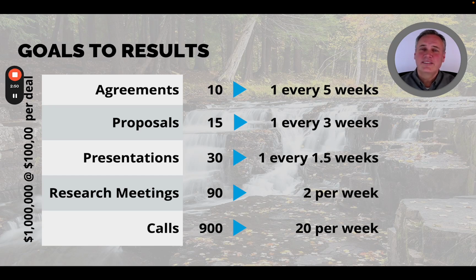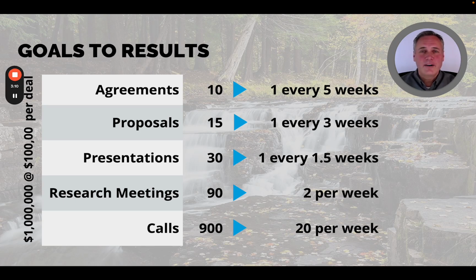30 presentations in the year means that you need to deliver one every week and a half or so. To conduct 90 research meetings in the year, that means you need to conduct about 2 per week. And to schedule that number of research meetings, you probably need to make about 20 calls per week.